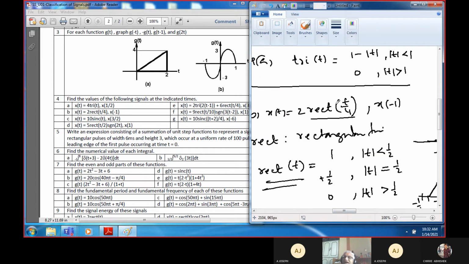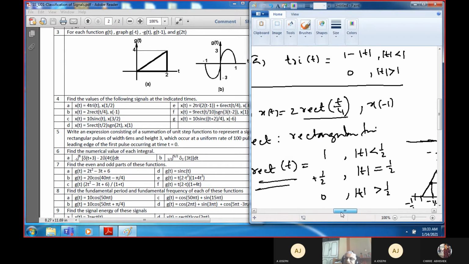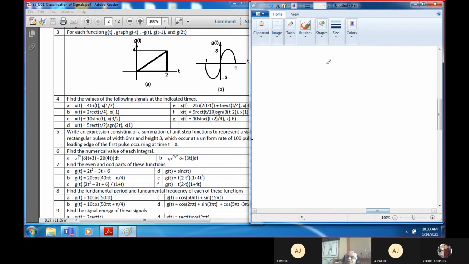Once you remember that, he is asking you what is the value at t by 4. Sorry, at minus 4. Here he is giving the rectangular function as t by 4. Now accordingly you have to modify this function. You know what our rectangular function is. What is a rectangular function? It is equal to 1 for mod t less than half. It is equal to half for mod t equal to half. It is equal to 0 for mod t greater than half.